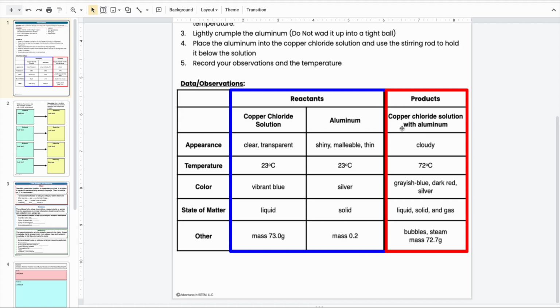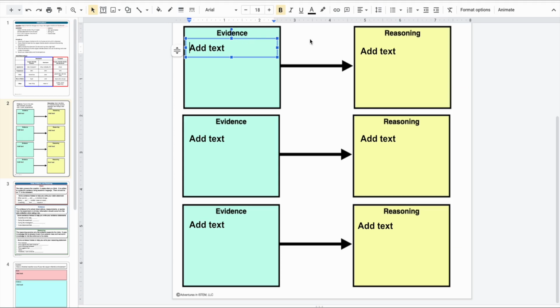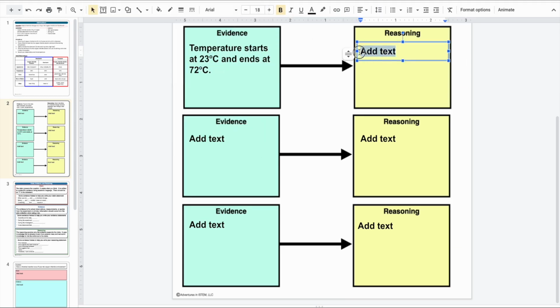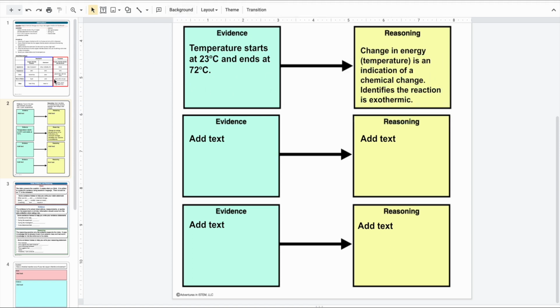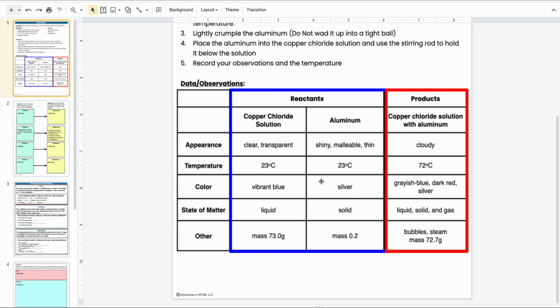Next, I'll move on to the temperature. The temperature at the beginning is 23 degrees, at the end it's 72. Now that's a significant temperature change, an increase. So I'm going to go ahead and add that as one of my evidences. And what does that mean? Well, that indicates a change in temperature, and in this case, also an exothermic reaction. Okay, so I have my evidence and reasoning. There's one of them. Now let's look at color.